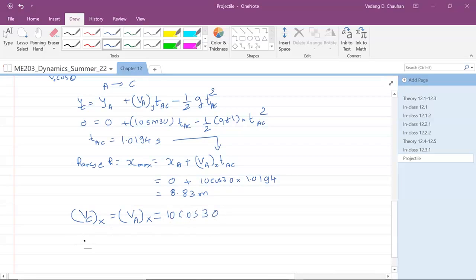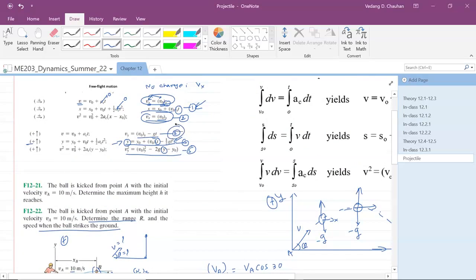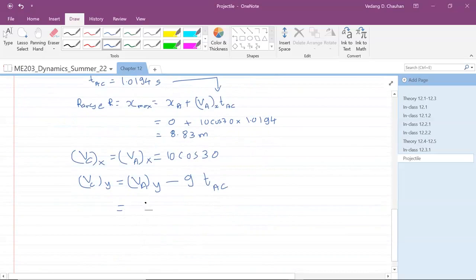Now, the y component of the velocity we can calculate using the projectile equation written between point A and C. So VC y component of the velocity is equal to VAY minus g multiplied by TAC. Basically this is equation number 3 here, written between point A and C, where A is the initial point, C is the final point. So write this equation, substitute the values: VAY we know, which is 10 sine 30, minus 9.81 multiplied by the time we already know, 1.0194. So we get this number equal to minus 5 meters per second.